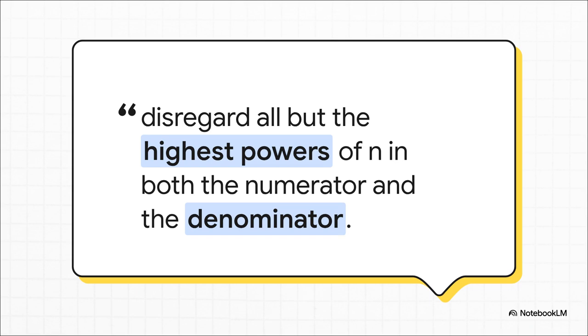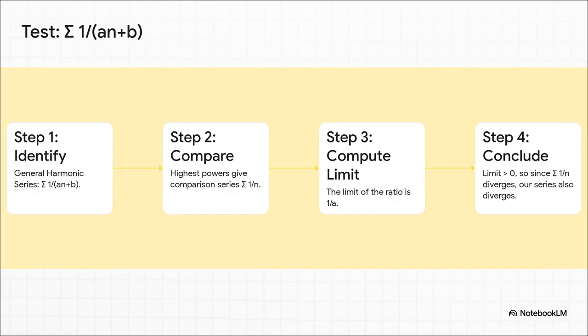When you need to pick your comparison series, just look at your messy one and ignore everything except the highest power of n on the top and the highest power on the bottom. Everything else, all those other little terms, in the long run, they're just noise. They don't matter.